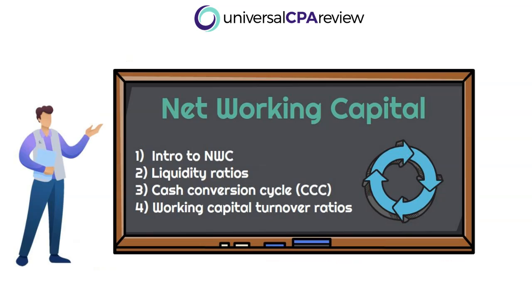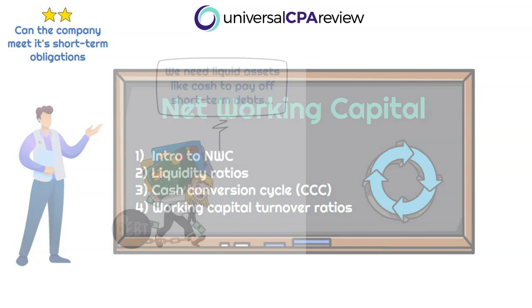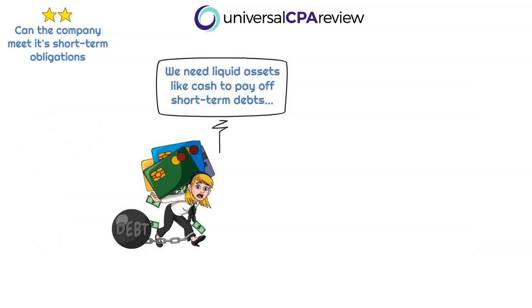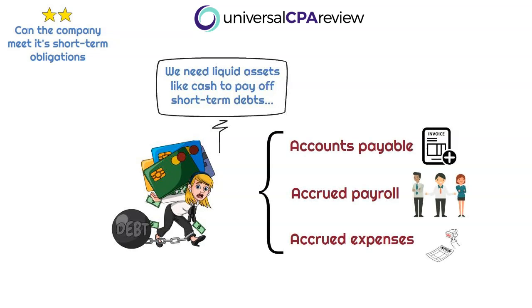Today we are going to talk about working capital, liquidity ratios, the cash conversion cycle, and working capital turnover ratios. Now all of these metrics or ratios are used to help a company, investors, or really anybody understand the company's ability to meet its short-term debt obligations. Right? You would need to have certain liquid current assets like cash, accounts receivable, etc., to be able to pay off certain short-term debt obligations like accounts payable, accrued payroll, any other accrued expenses.